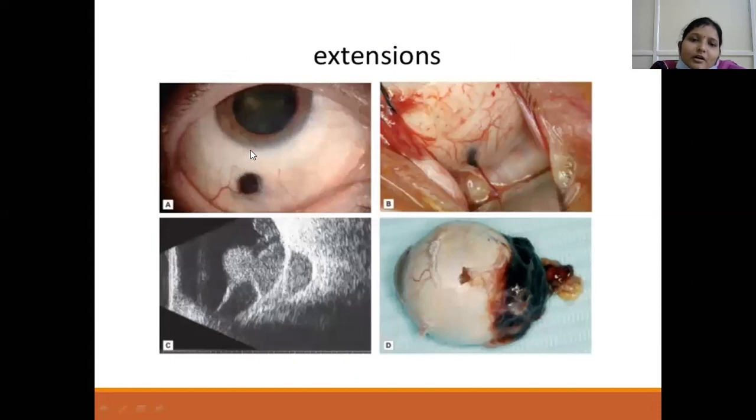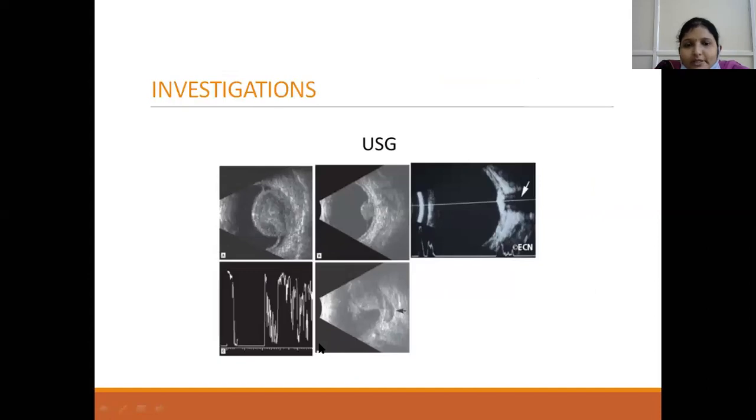Here the choroidal melanoma spreads through the sclera and manifests as a small nodule. Next, investigation. In ultrasound, we see a mass which is extending from the choroid. Here you can see two lines. So this is retina and this is choroid. So we can see the mass which is coming from the choroid and it is protruding through the retina into the vitreous. So this is called collar stud abscess.